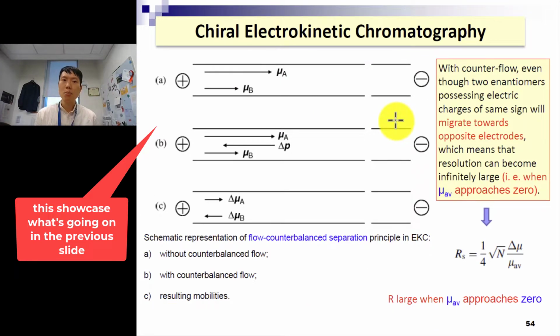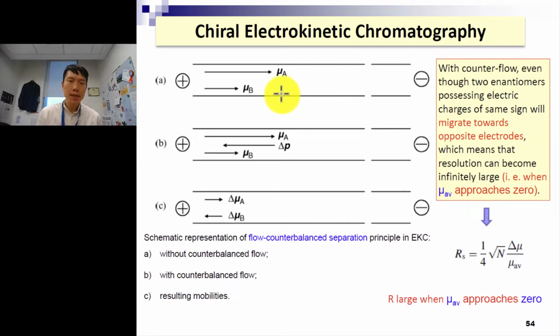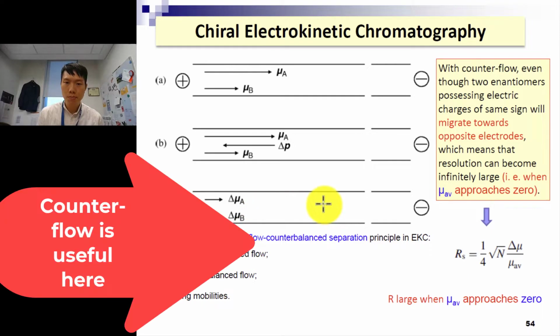Here's a schematic diagram of what happens. In A here, there is actually no counterbalance flow. In part B, there is a counterbalance flow, and therefore, when you have this delta P here, it will change the difference in the migration speed of the enantiomer A and B much more. And overall for C, the resulting mobility of A and B will differ.